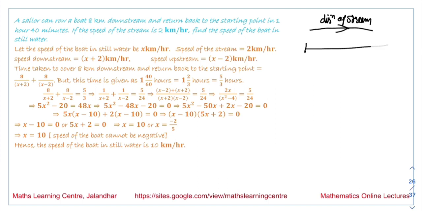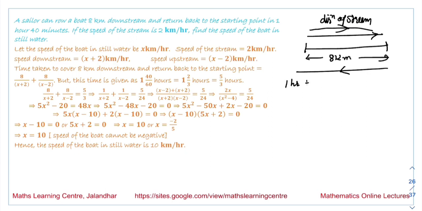We are talking about the total distance, it is 8 km. Moving from this place to this place, then coming back, and the total time taken is 1 hour 40 minutes. This 40 minutes means 1 plus 40 by 60, that is equal to 5 by 3 hours.